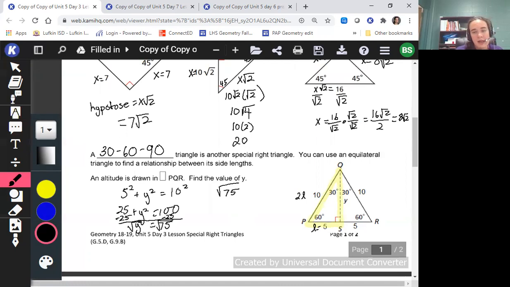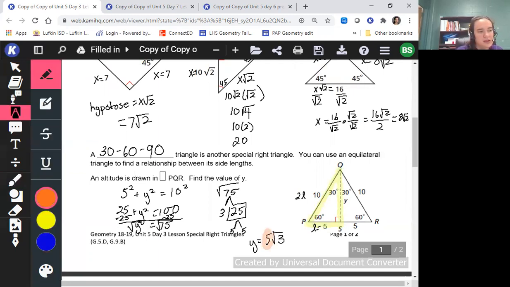Now, on a 30, 60, 90 triangle, it's always going to be a factor that's 3. So 75 divided by 3 is 25, and that's our perfect square. And remember that factors into 5 and 5 for our perfect square. So that means that y equals 5 times the square root of 3. Now, some of you may have noticed that this 5 is the length of the short side, or half of the hypotenuse. It's what's always going to happen, and it's always going to be square root of 3.